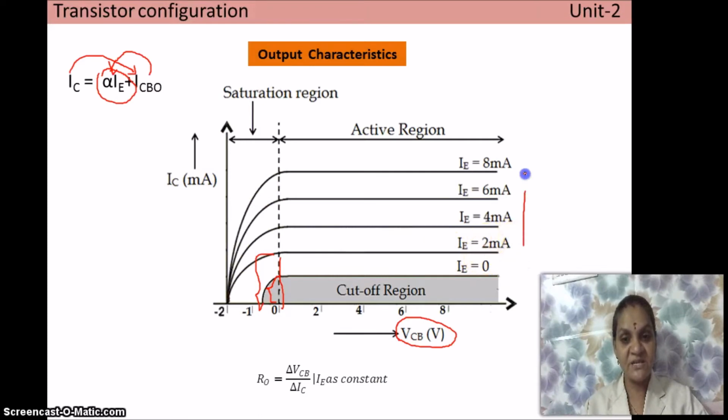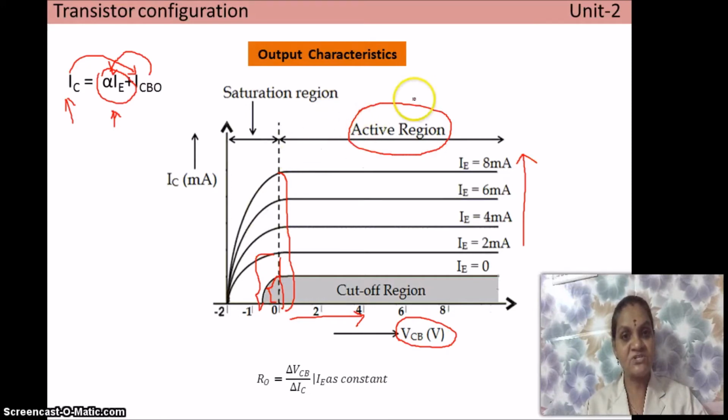And again, if I am still increasing the values of IE from 2 to 4 milliamps, 6 milliamps, 8 milliamps, like that, for each and every increase in the emitter current, this term will increase. As this term increases, the collector current also increases. That's why for emitter current of 8 milliamps, collector current is this much magnitude. And after that, for a further increase in the reverse bias voltage VCB, for the same IE equal to 8 milliamps, the current remains constant. This is because of the concept that emitter current is approximately equivalent to collector current. And this region of operation, we call it the active region of operation.